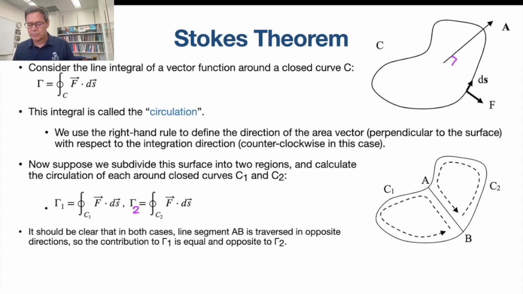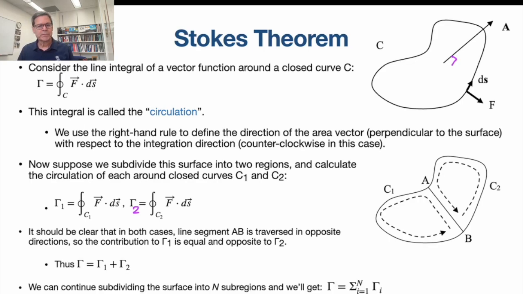So when I add the circulation C2 to circulation C1 to get the total circulation, I'm not double counting that middle piece. In fact, they exactly cancel out. So that exactly equals the total circulation. And so gamma, the total circulation of that bounded surface, is just gamma 1 plus gamma 2, as shown there.